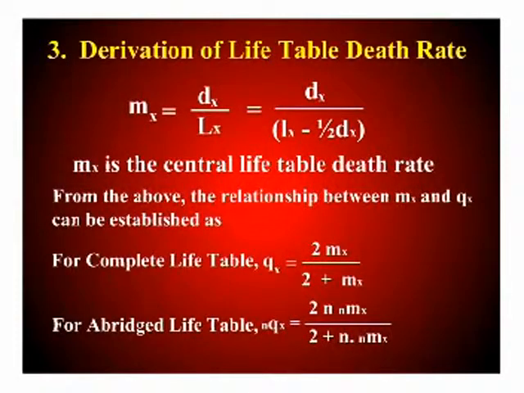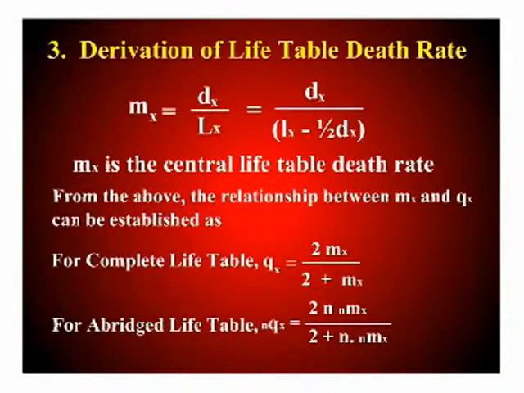Mx is called the central life table death rate, whereas the age specific death rate, capital Mx, equals dx by px, where dx is the total number of deaths at age x during a year and px is the mid year population at age x. Small lx, the life table death rate, is equal to dx by capital Lx, which is also equal to dx divided by Lx minus dx.